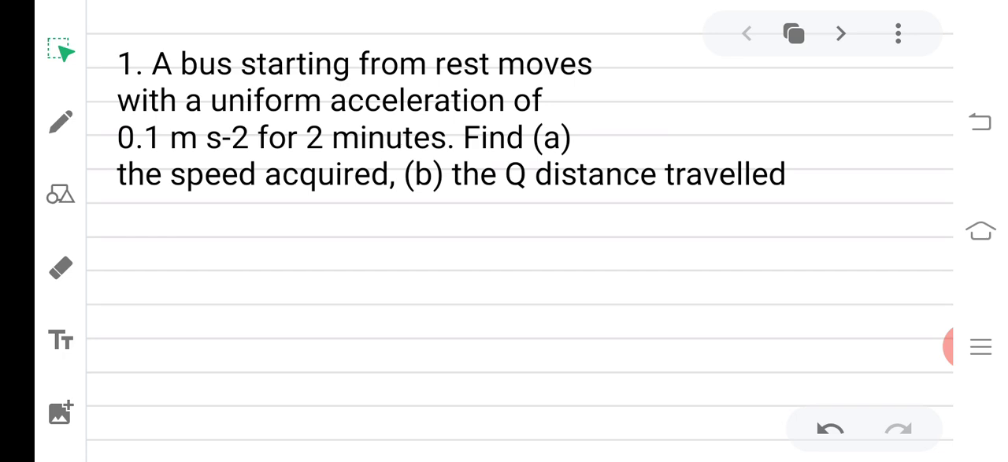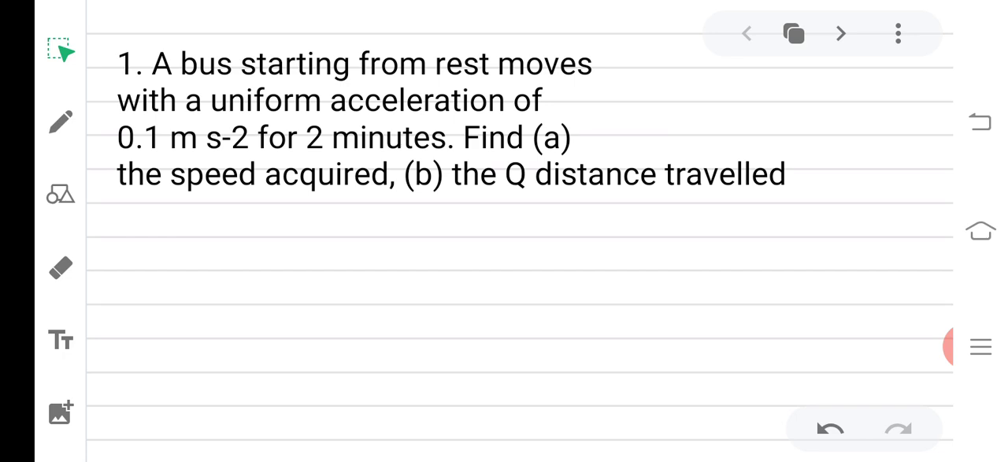A bus starting from rest moves with a uniform acceleration of 0.1 meter per second square for 2 minutes. Find the speed acquired and the distance traveled.